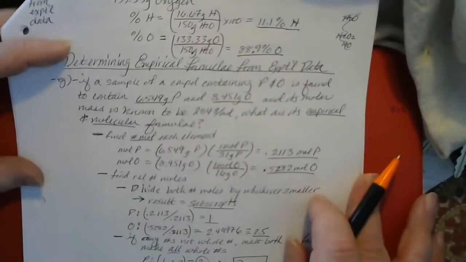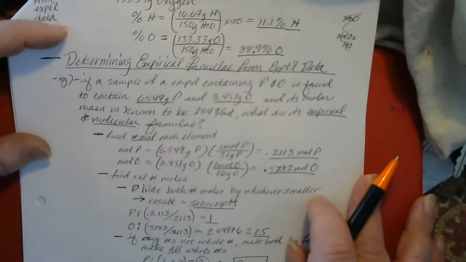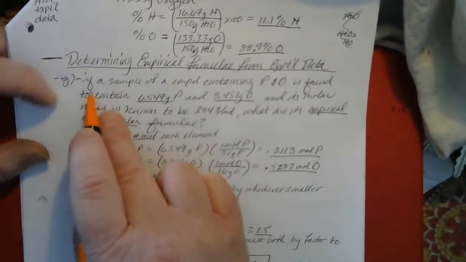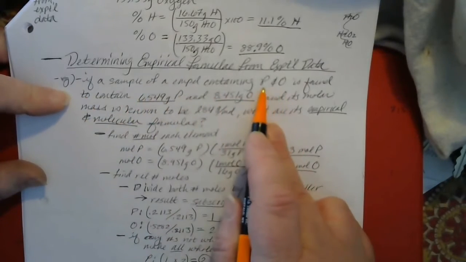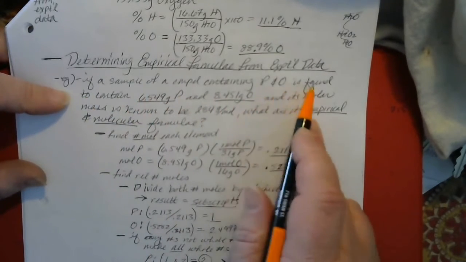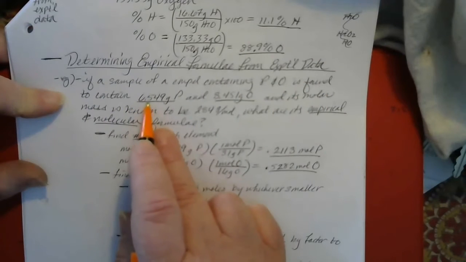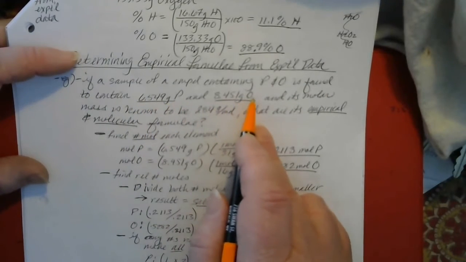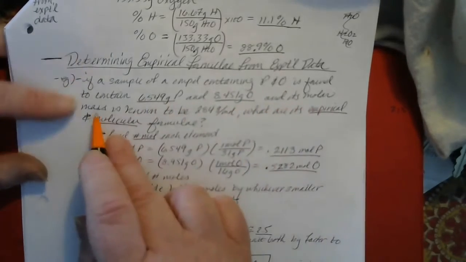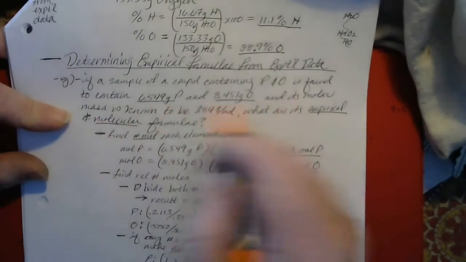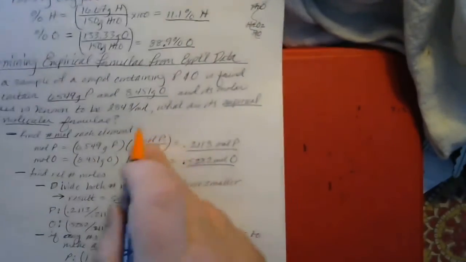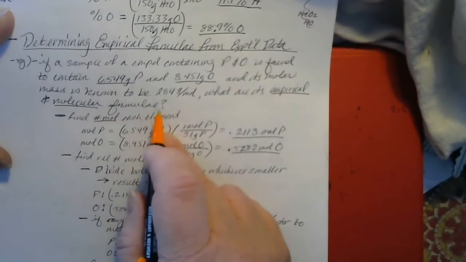So looking at an example of actually getting the empirical formula from experimental data. We've got an example here. If a sample of a compound containing phosphorus and oxygen is found to contain 6.549 grams of phosphorus and 8.451 grams of oxygen, and its molar mass, that is the mass in units of grams per mole, is known to be 284 grams per mole, what are its empirical and molecular formulas?